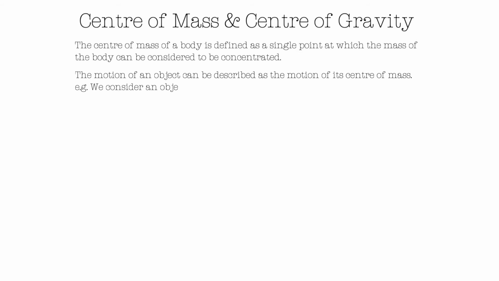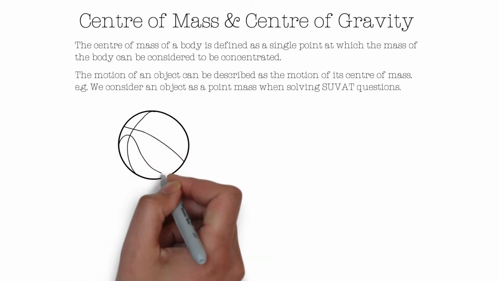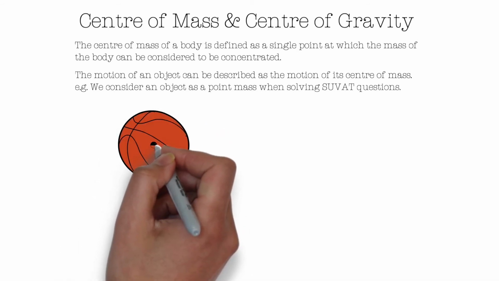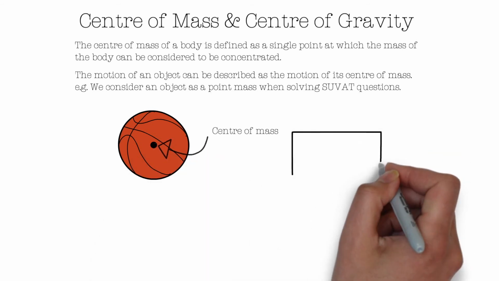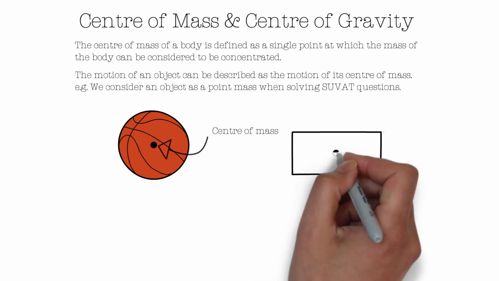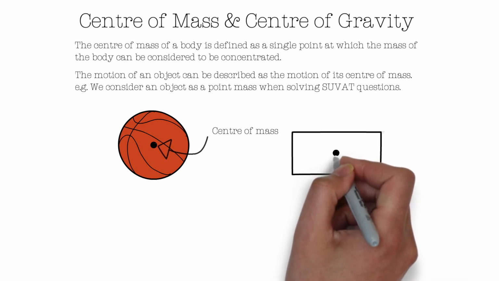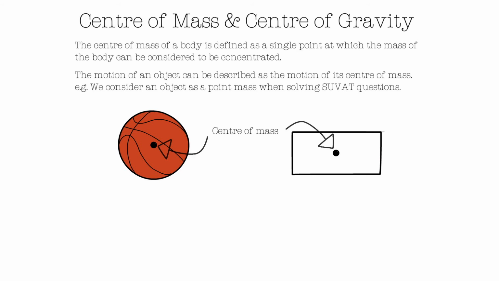For example, we consider an object as a point mass when solving Suvat equations. As you may have guessed, it is indicated as a dot, as shown on the basketball. Again, we're just showing that this is the center of mass. This is the case for other objects like a block, for example, as shown in the next picture. As you can see, the center of mass is usually at the center of the object.